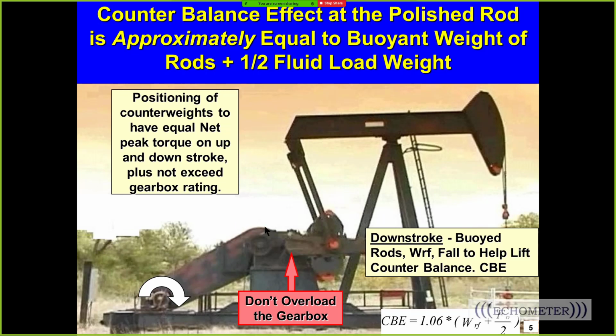So anyway, the idea is that the counterbalance effect of the loads at the polish rod from the weights and the cranks should be the weight of rods in fluid, upstroke and downstroke, and then about half the pump load, so that you only lift half the pump load on the upstroke and half the pump load on the downstroke. But now it's caused by the weights being heavier than the rod string by half the pump load. So that's kind of a long discussion.